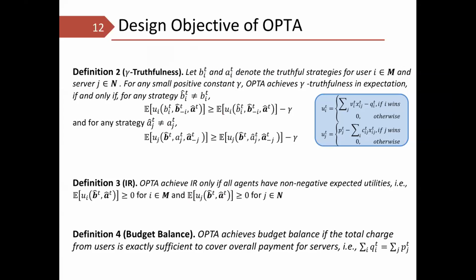In addition, OPTA is supposed to satisfy essential economic properties, including truthfulness, individual rationality, and budget balance. The agent utility is defined as U_i^t and U_j^t. Considering exact truthfulness is too restrictive to be compatible with differential privacy, we thus adopt a weaker but more practical gamma-truthfulness, such that no bidder can gain more than gamma utility by bidding untruthfully. As for individual rationality, it is also expressed in terms of expected utility. And to make the market self-sustained, OPTA is expected to be budget balanced.